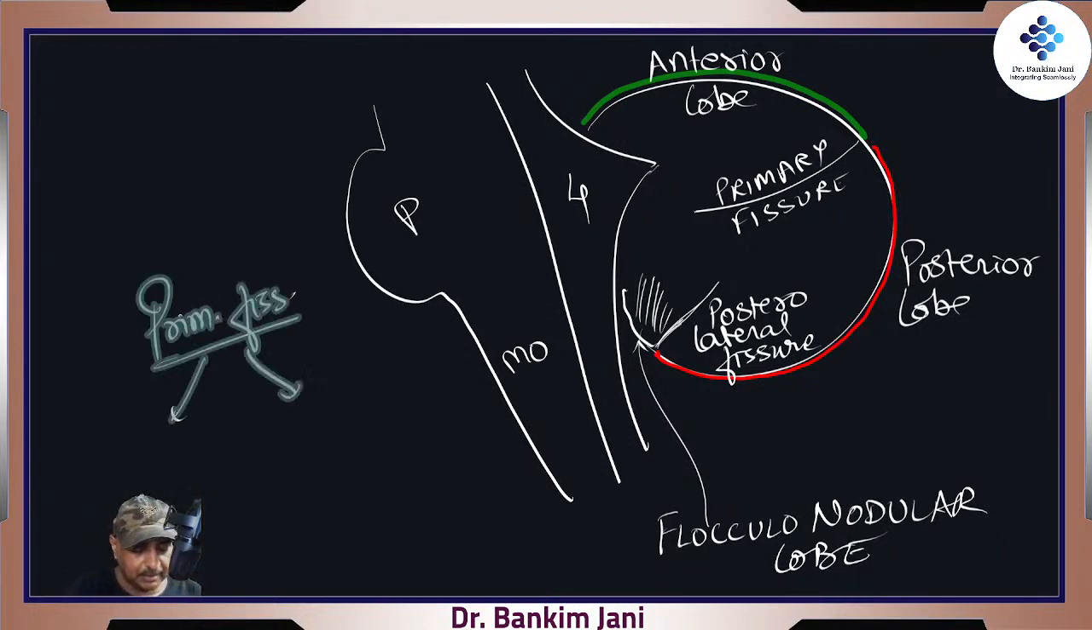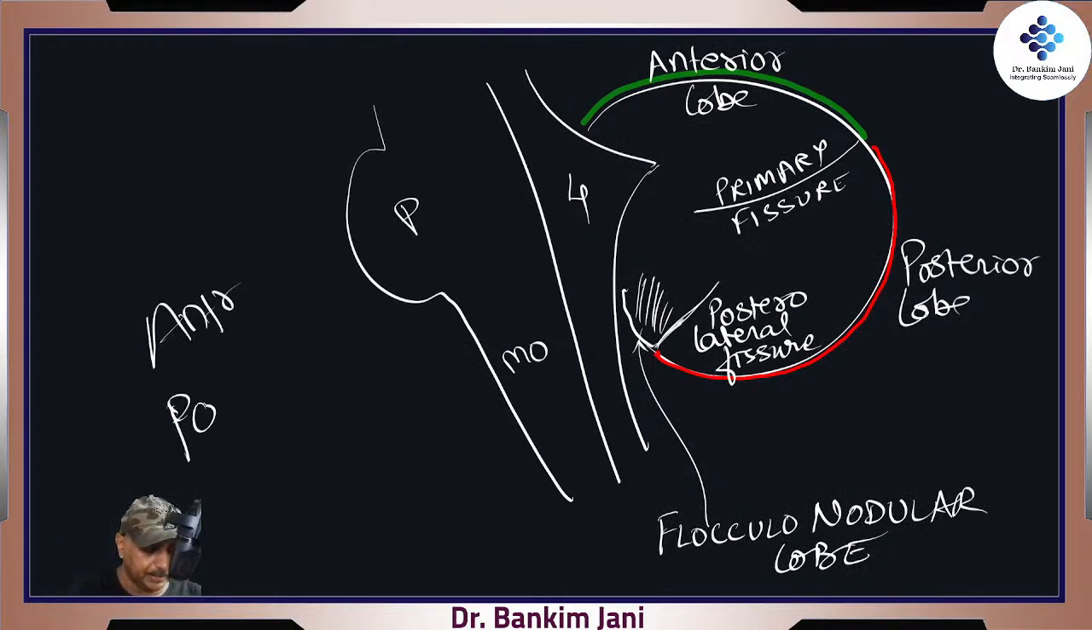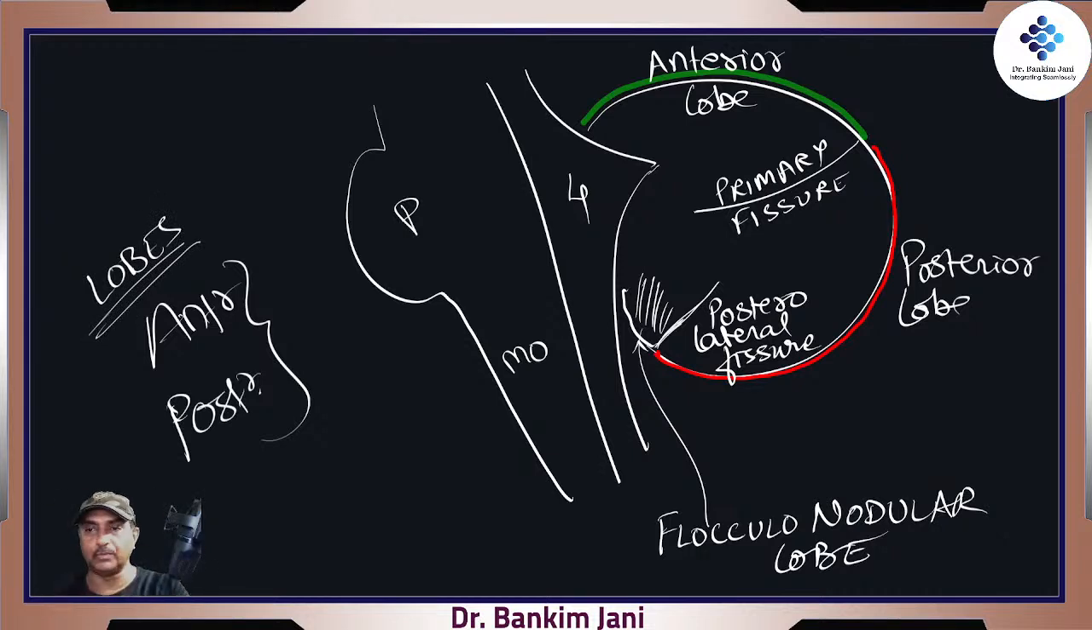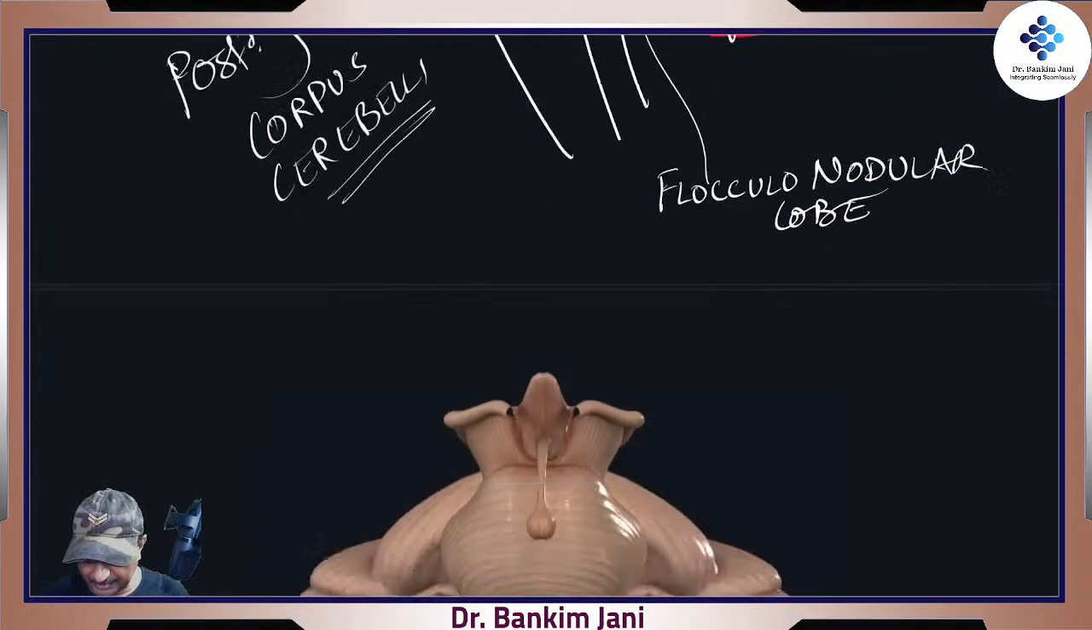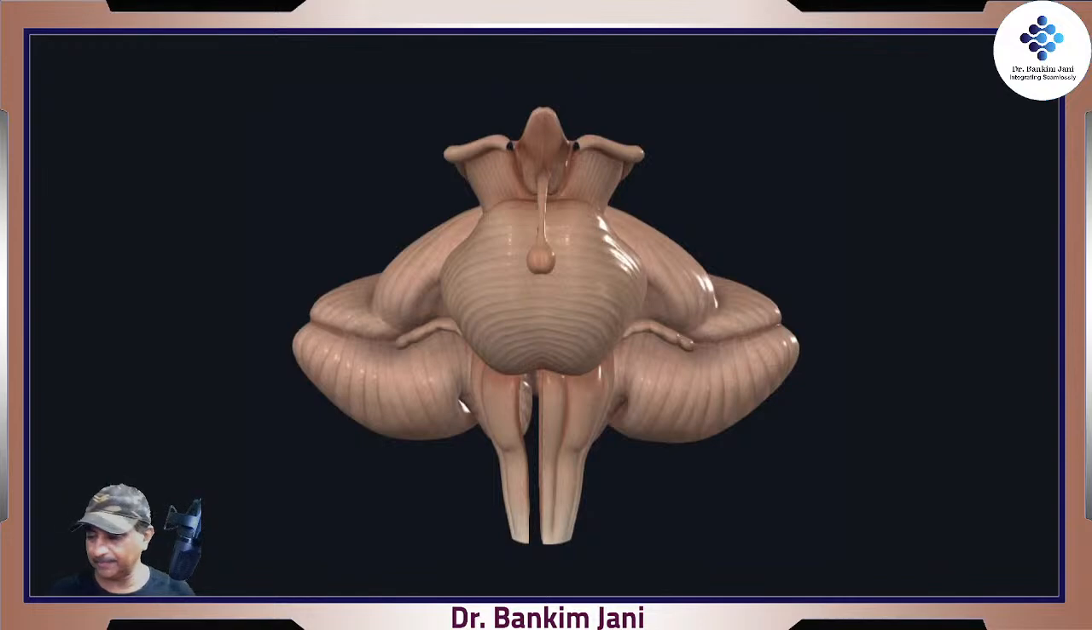Just for this, anterior lobe and the posterior lobe, these are lobes. The whole one, anterior lobe and posterior lobe together, is collectively called corpus cerebelli, because this flocculonodular lobe is a special one. The moment we see it, we'll understand. So this is about the main fissures, how this cerebellum is divided. So let's start with some really good images.